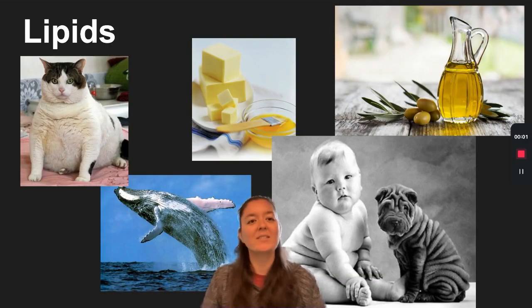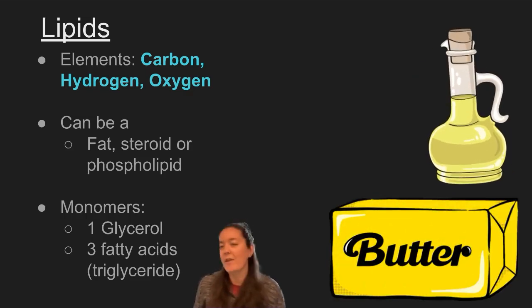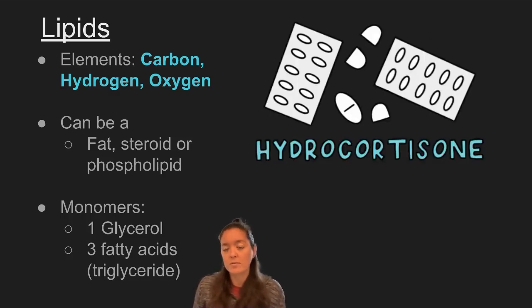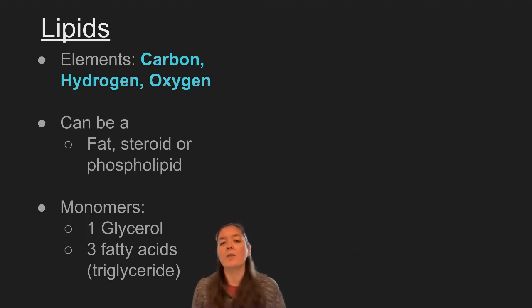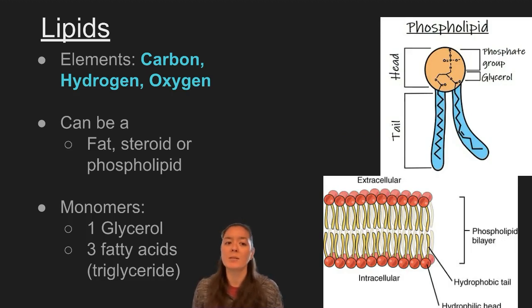Welcome, science friends, to lipids. Lipids use carbon, hydrogen, and oxygen. Lipids are usually known as fats, so oil and butter, fats that we're usually comfortable with and know about, but they can also be steroids, so natural steroids as well as synthetic steroids, and phospholipids. We're going to learn more about phospholipids when we talk about cell membranes.